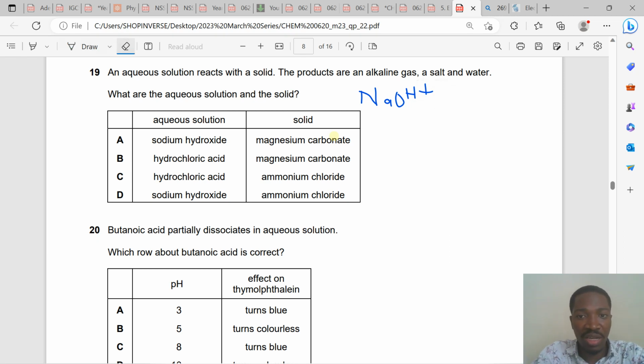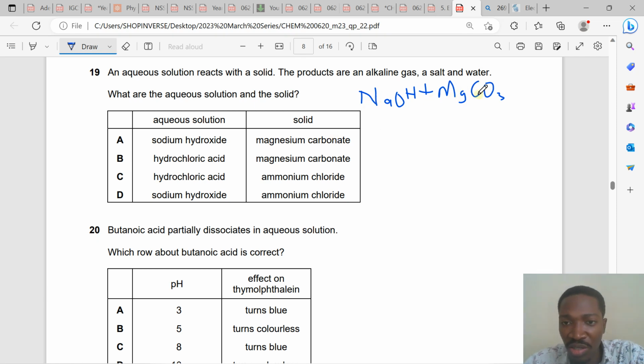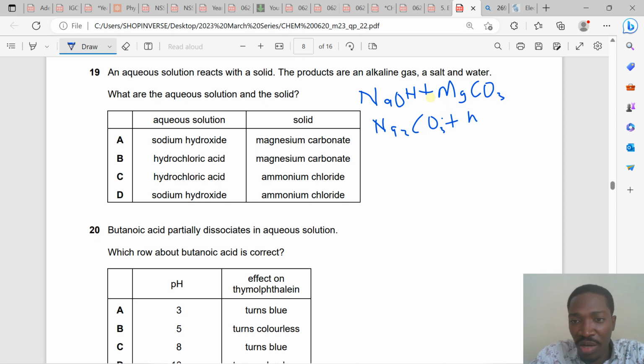When sodium hydroxide reacts with magnesium carbonate, MgCO3, what will be produced? Will it produce sodium carbonate and magnesium hydroxide? Sodium is higher than magnesium on the electrochemical series, so this will produce sodium carbonate plus magnesium hydroxide.